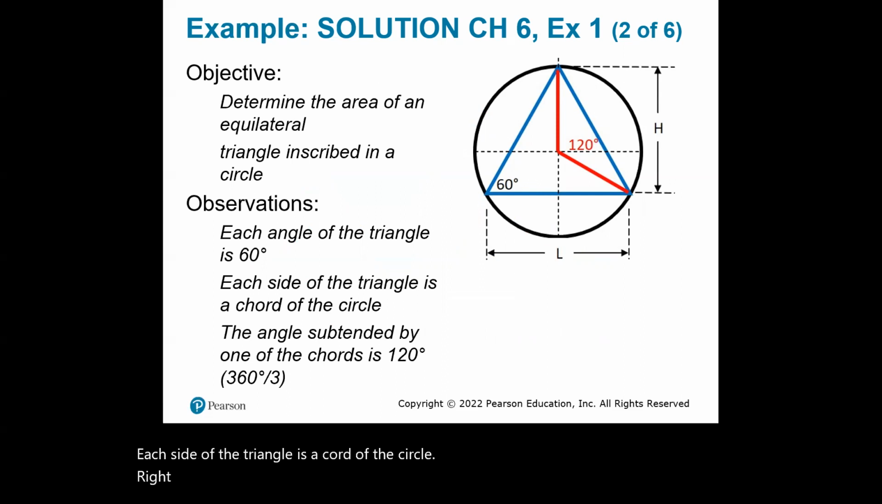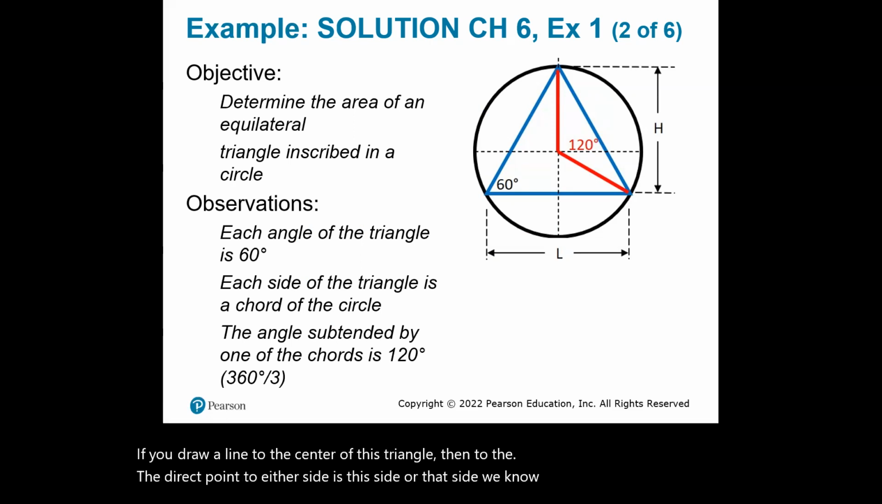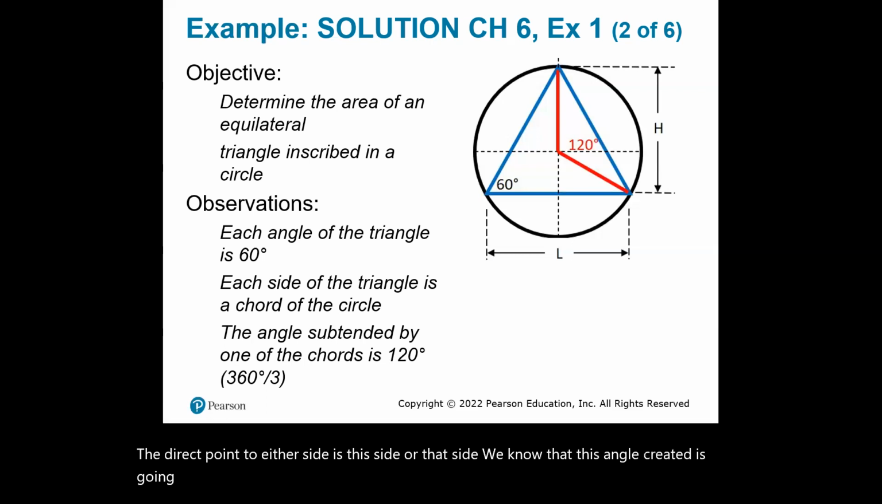So this side here, your height is h, right? Each side of the triangle is a chord of the circle. The angle subtended by one of the chords is 120. So if you draw a line to the center of this triangle, then to either side, we know that this angle created is going to be 120.